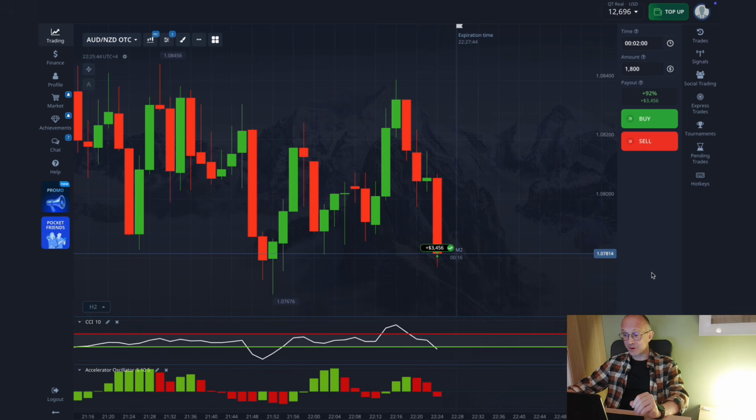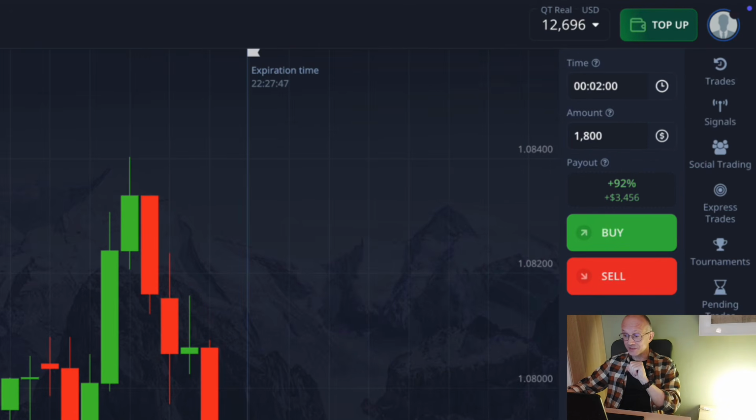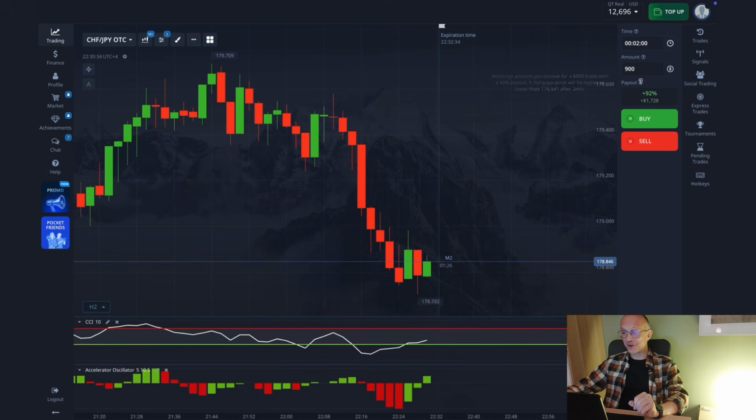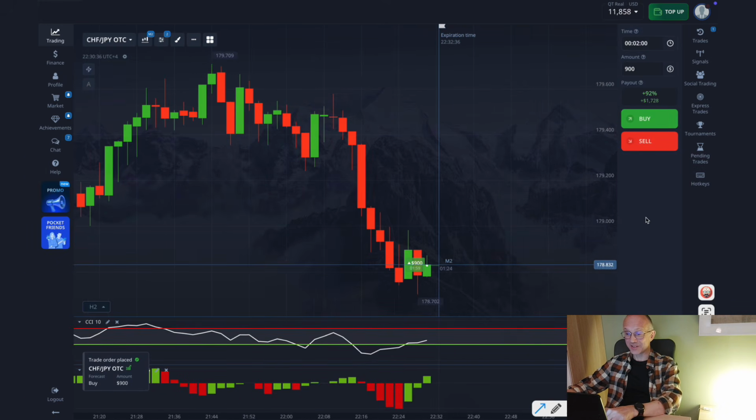And the result is positive. There's a $1,656 gain to the balance. The session is developing calmly and predictably. The final opportunity of the day. The timer is set for 3 minutes and I'm opening a long trade for $900.